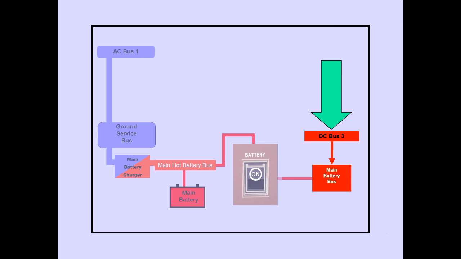The main hot battery bus is normally powered from AC bus 1 through the ground service bus and the main battery charger. The ground service bus and main battery charger will be discussed later. Normally, DC bus 3 powers the main battery bus. When DC bus 3 is unpowered, the main hot battery bus powers the main battery bus when the battery switch is on.